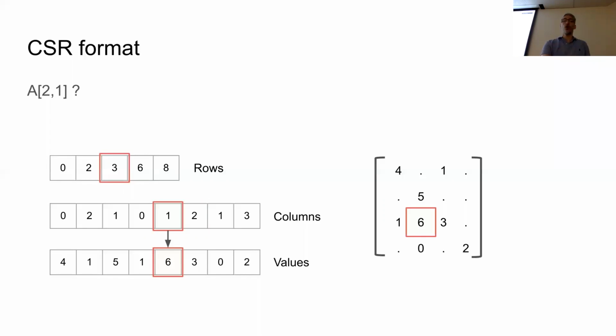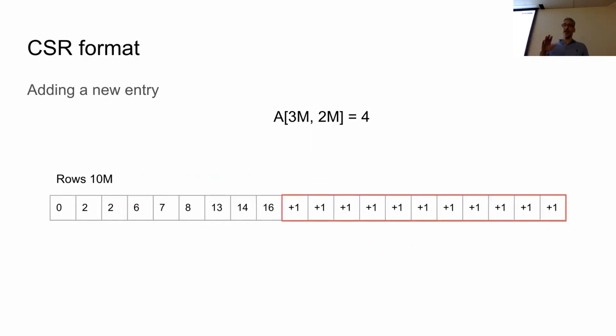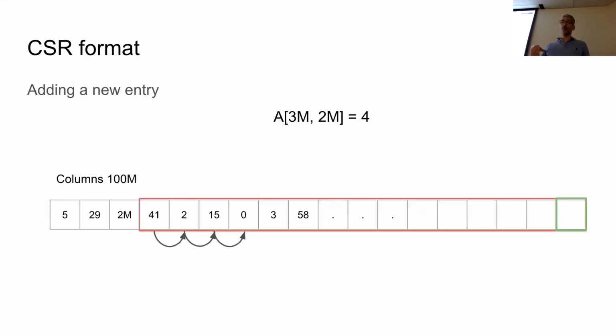And now what happens when we want to modify the matrix, when we want to, let's say, add a new edge. So there's a lot of work to be done now. We need to update the row array. We need to adjust accordingly because we have one additional new value that has been added. So from the point of entry all the way to the end, we need to increase those entries by 1. That might be a lot of work to do. We need to resize the columns array and then shift the entries accordingly. And the same thing needs to be done for the values array.